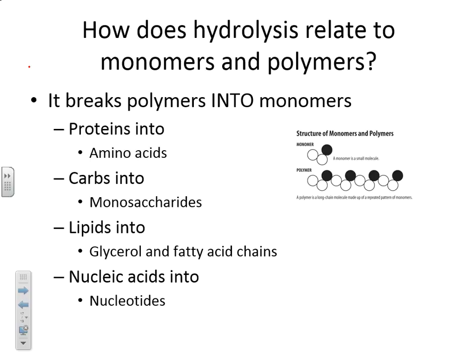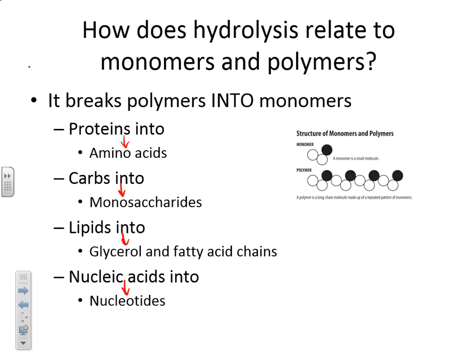So hydrolysis breaks polymers into monomers. Okay, so if we have a protein, that's going to break it up into amino acids. Carbohydrates or polysaccharides, starches, they're going to break up into monosaccharides or simple sugars. Now, technically, lipids are not polymers, but we can break apart the glycerol and the fatty acid chains. And then nucleic acids can be broken down into nucleotides. So if we have a whole bunch of nucleotides put together, that could make DNA, for example. We can break those apart into their monomers.